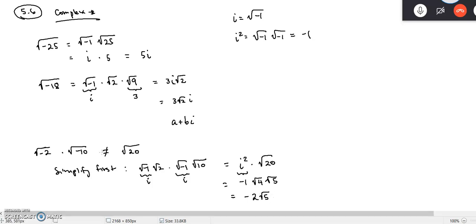Okay, so we don't want to multiply in the first step. We need to simplify it in terms of i, and then we can multiply them together when they're real numbers. Any questions on that before we move on? Because those are kind of important basics.